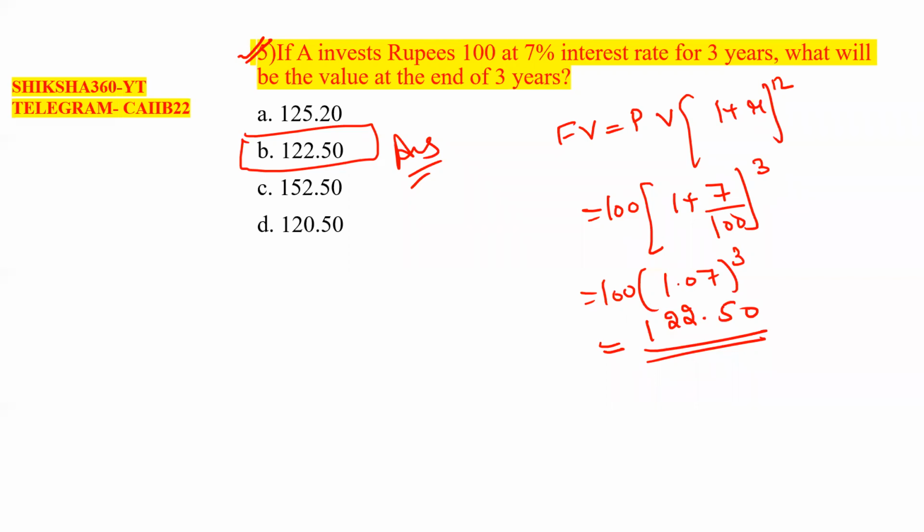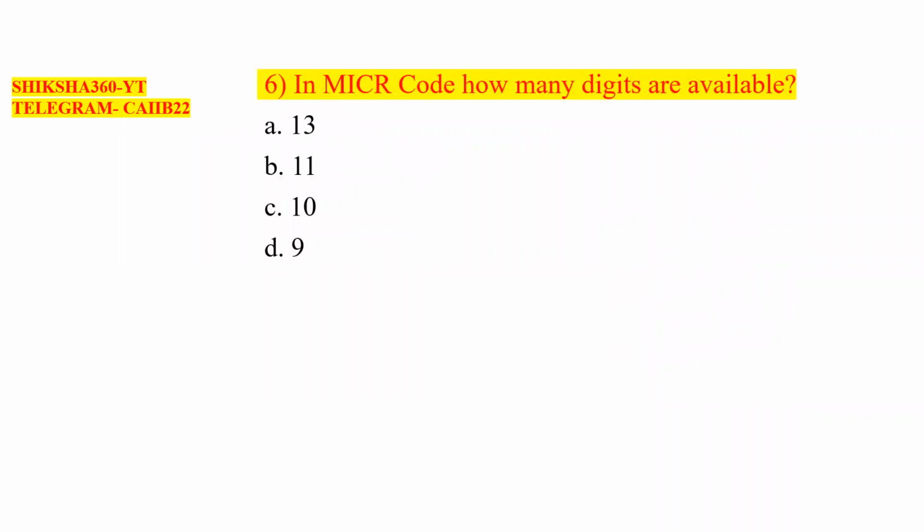So move towards the next question, question number 6. I expect this question is easy for all of you. In MICR code, how many digits are available? 13, 11, 10, 9. Please tell fast. Yes, many students are answering.